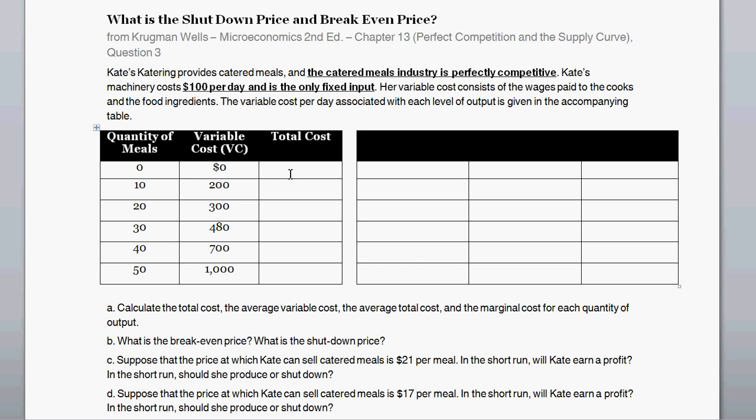The total cost is extremely intuitive. It's just adding the variable cost to the fixed cost, which is 100 here. So the total cost for producing zero meals is 100. If this firm were to shut down, Kate still has to pay this 100. The total cost for producing 10 meals is just 100 plus the variable cost of 200, so the total cost is 300. The total cost for producing 20 meals is the $300 variable cost plus the $100 fixed cost, so 400, and so on and so forth. So total cost, very easy, straightforward, great.